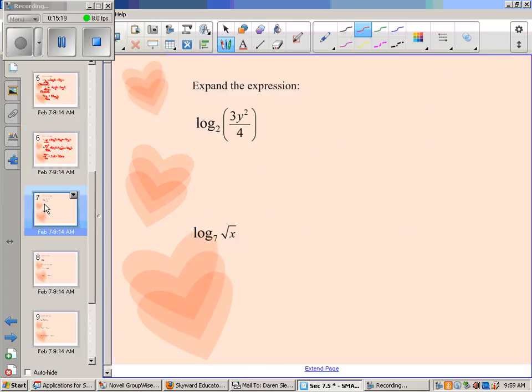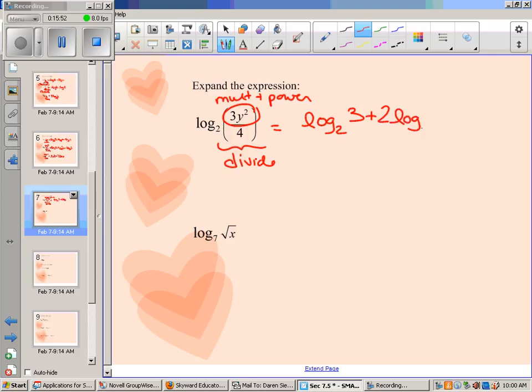Okay. So we're expanding log base 2 of 3y squared divided by 4. So what's going on in the numerator? Multiplication and power. What's going on overall? So we are going to have all of the rules in one problem now. Where do we start? Okay. Log base 2 of 3 plus 2 log base 2 of y. And I want to group those together. Subtract log base 2 of 4.